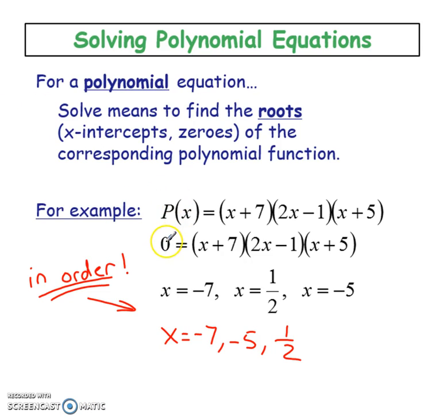Set it equal to 0 after you've already factored it. Then you can solve for your x-intercepts. One more step, make sure that it's in order from smallest to largest. So these are all your x-intercepts.